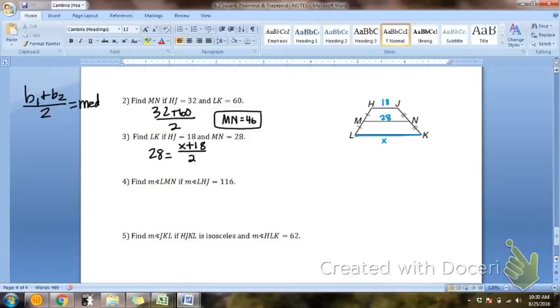Now we get into some algebra. X plus 18, so I added my two bases and divided by 2 because that's what the formula says, and equal it to my median. Nick, what do we need to do to solve this problem? Okay, Victoria, is that what you said too? Good. Excellent. Okay, so multiply each side by 2. Go ahead and do that. And solve for X.